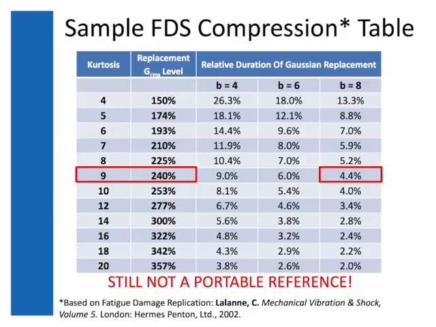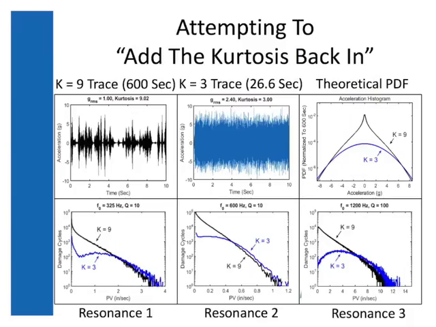And someone says, but I could further accelerate your test by adding the kurtosis back in. I want to examine that claim for a moment. Here in black is the kurtosis 9 test that you replaced, and in blue is the Gaussian test that you replaced it with. And I've gone ahead and scaled the acceleration histogram, or the PDF on the top right there, to account for the reduced duration of the kurtosis 3 test.